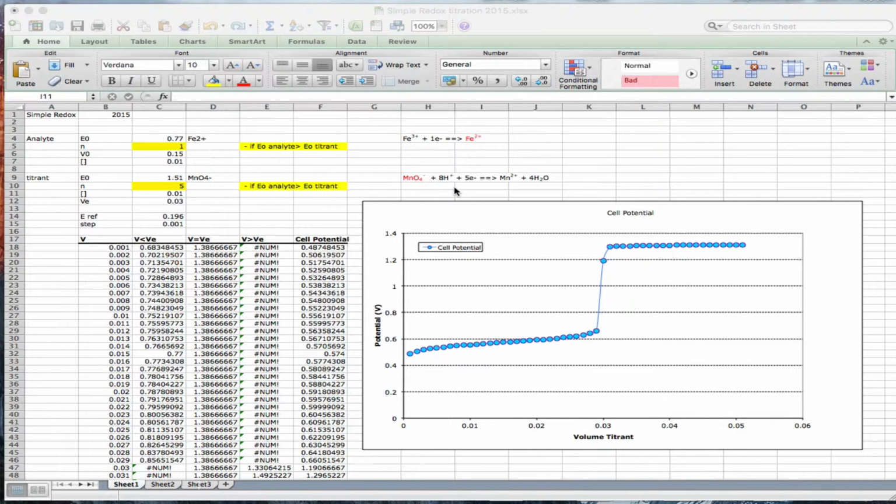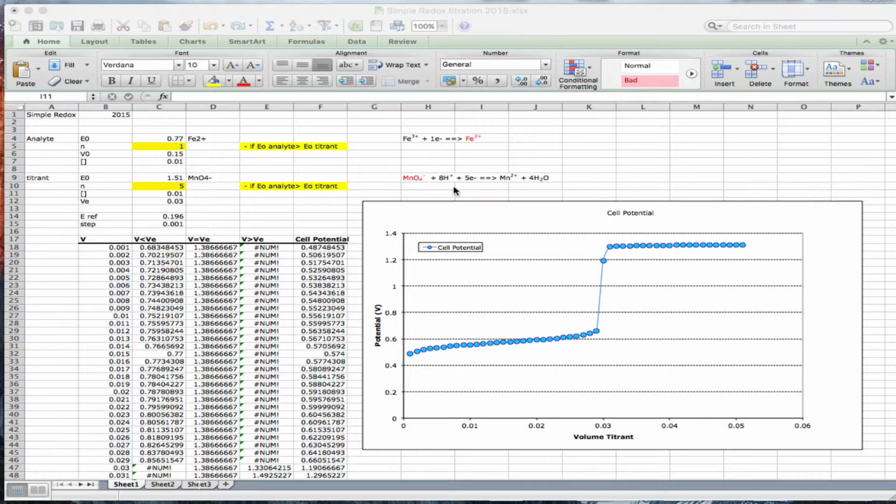The second reaction is permanganate plus 8 protons plus 5 electrons going to manganese 2+ and water, and it has a reduction potential of 1.51. Since the manganese reduction potential is more positive than the iron potential, the spontaneous reaction is for the permanganate to be reduced and the iron 2+ to be oxidized. And I've indicated those species in red.